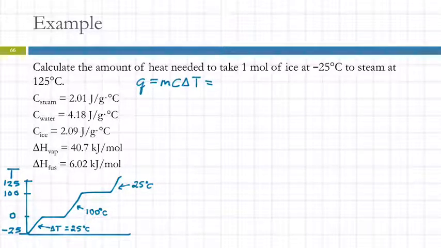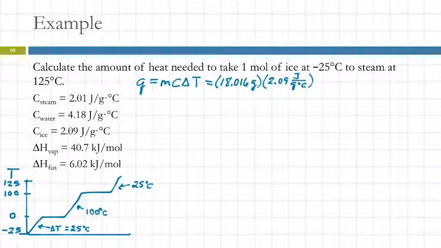Q equals MC delta T. Well, what's the mass of water we're dealing with? It's a mole, right? How much does a mole of ice weigh? 18.016 grams. We just convert moles of water to grams of water. So we've got 18.016 grams of water. And then we need the specific heat capacity of ice, the solid. And so that's right here. Times 2.09 joules per gram degrees Celsius.